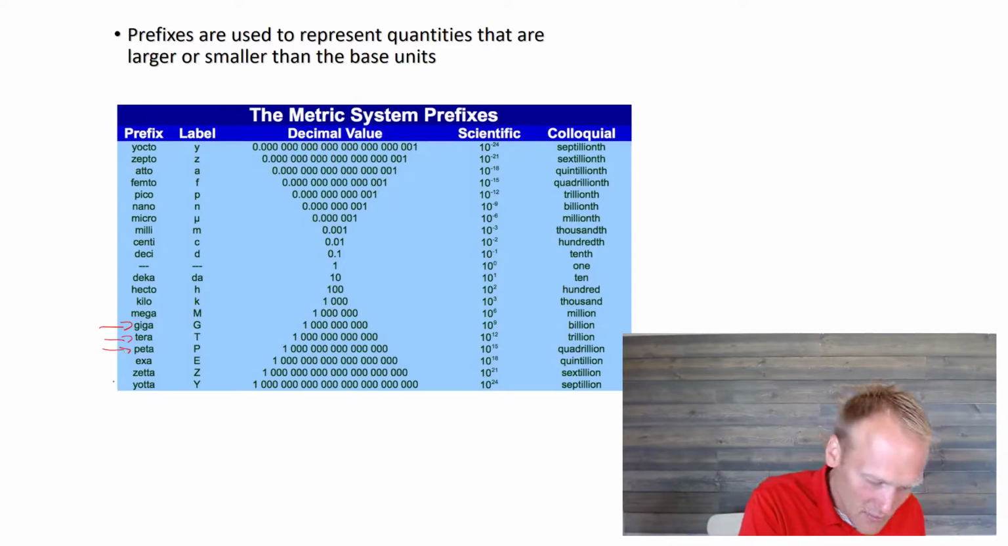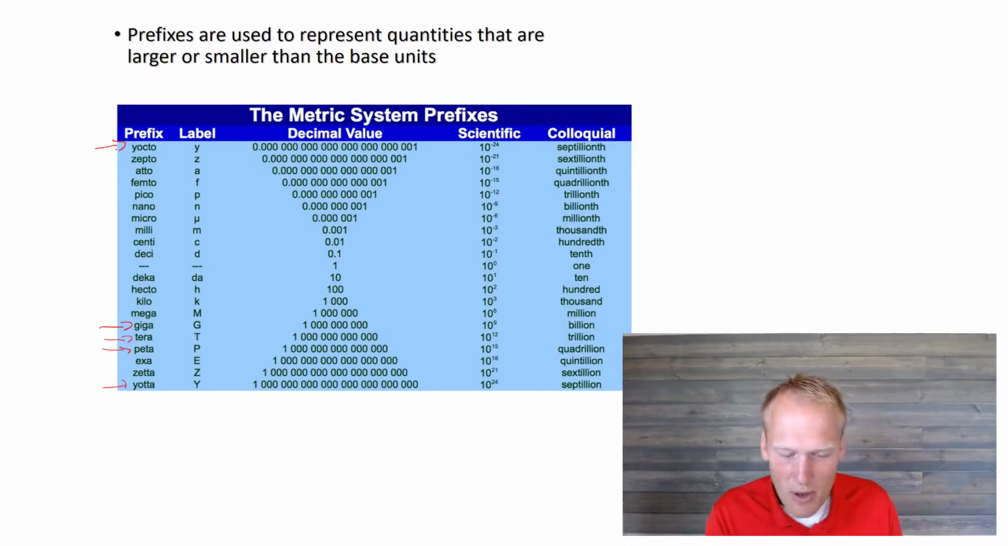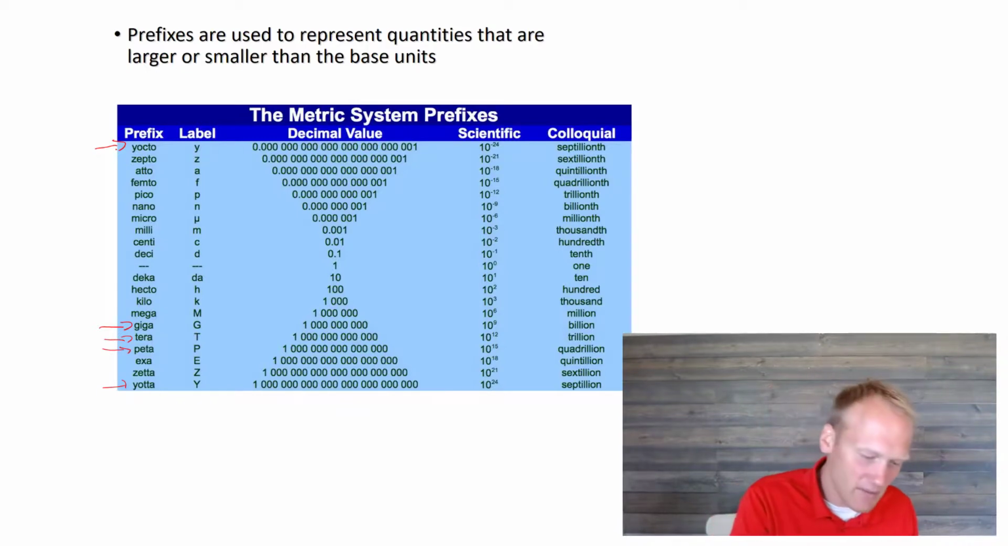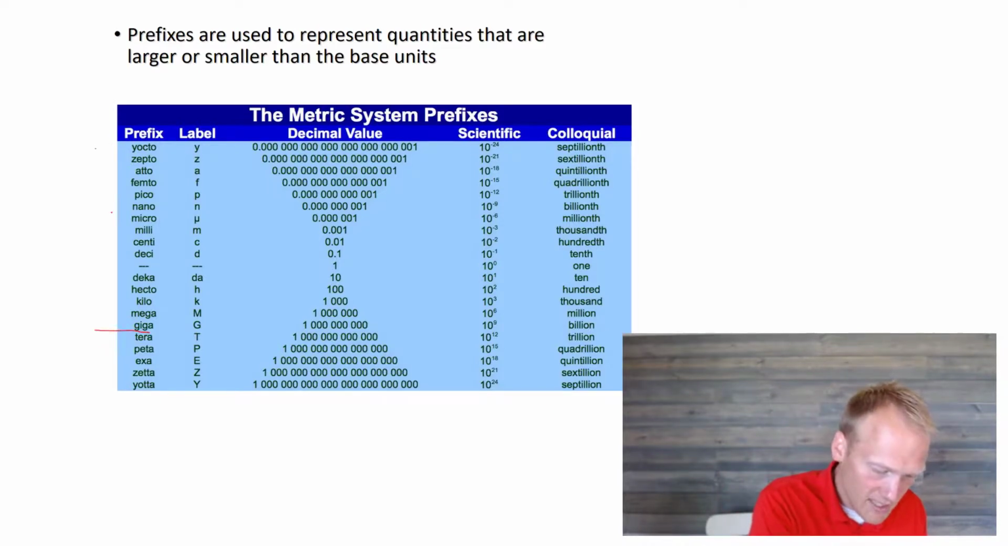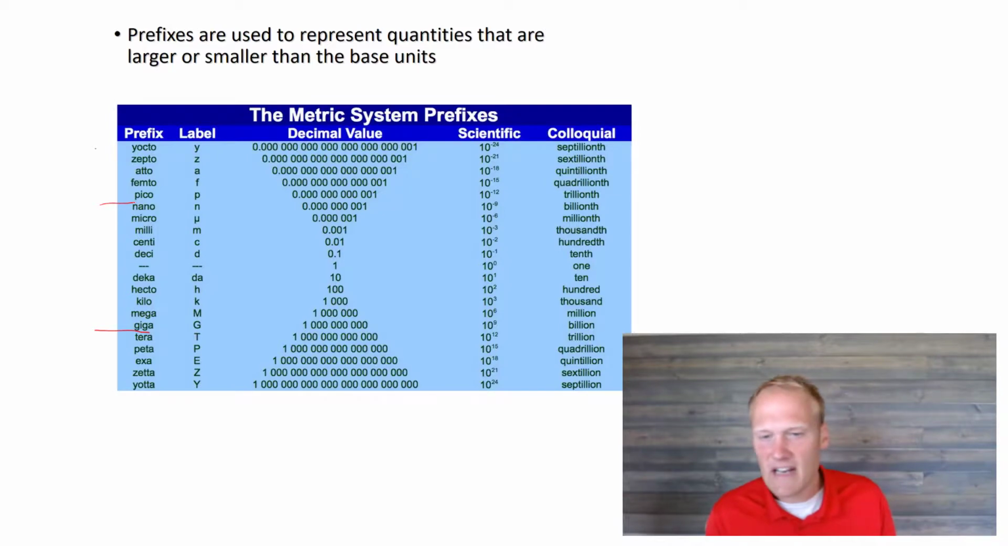But you can see it goes even farther than that. And we even have things that are very, very small. Okay, 10 to the negative 24th. So you're not going to be responsible for all these prefixes. The ones that you're going to be responsible for are all the way up to giga and then all the way down to about nano.